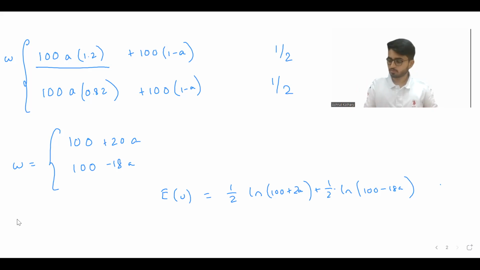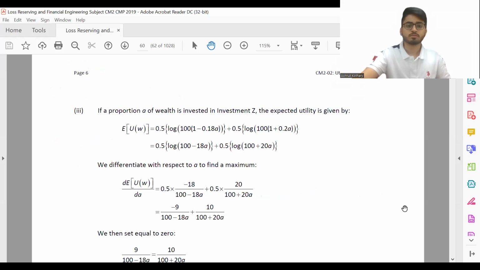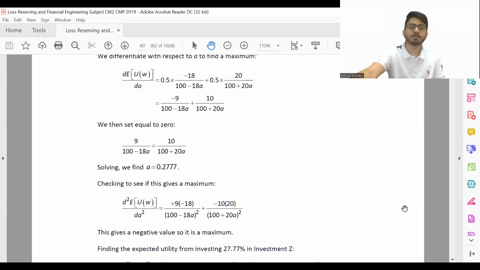So let me take you through the solution now. Again, in the answer, we'll more often than not just see them coming with the direct step itself, but it's always advisable that you first construct the random variable. Now, once you differentiate, you're getting a particular expression, which is coming out to be minus 9 divided by 100 minus 18A plus 10 divided by 100 plus 20A. And equating this to 0, you're getting A as 0.2727, which is 27 by 99.